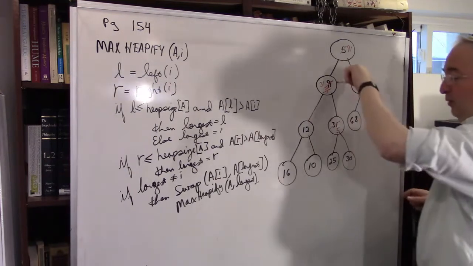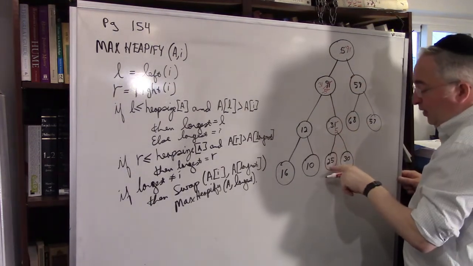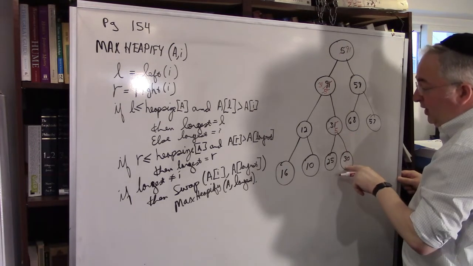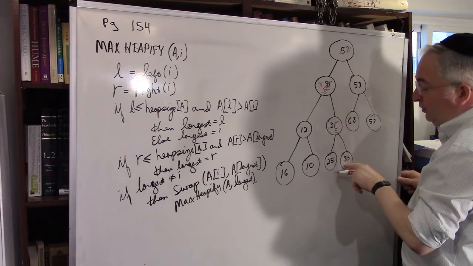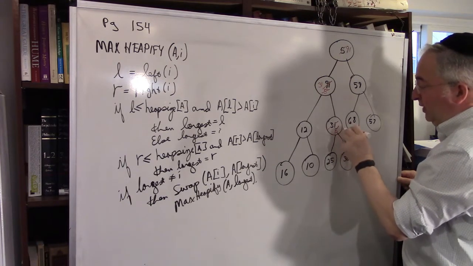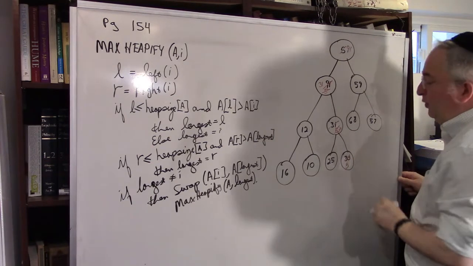Great. And now we continually trickle down. What's larger, 5 and 25 or 5 and 30? Anyways, 5 and 25, 25 is larger. 5 and 30, 30 is larger, so we swap again. So this becomes 30, and 5 trickles down all the way to the bottom.